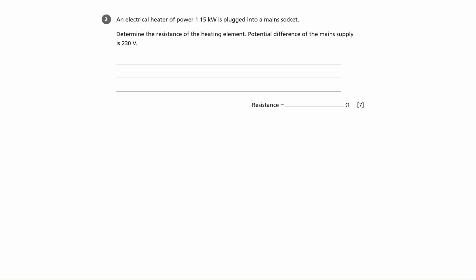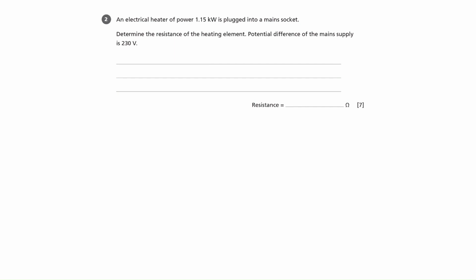Question 2. An electrical heater of power 1.15 kilowatts is plugged into a main socket. Determine the resistance of the heating element. Potential difference in the main supply is 230 volts. Okay, so we're going to be using two different equations here. We're going to be using the power equation and also V equals IR.